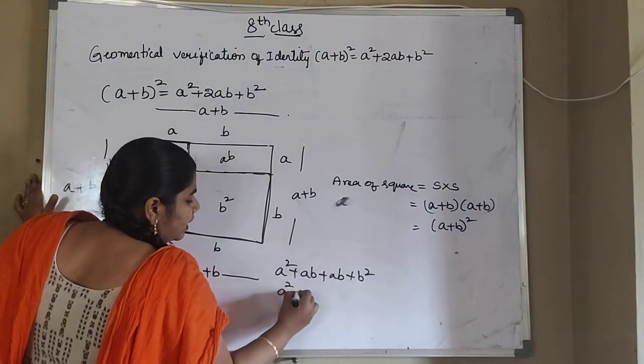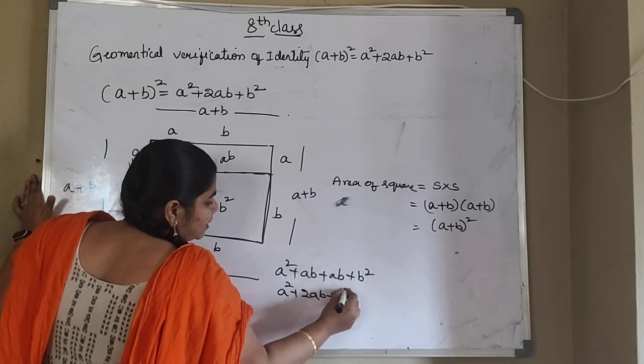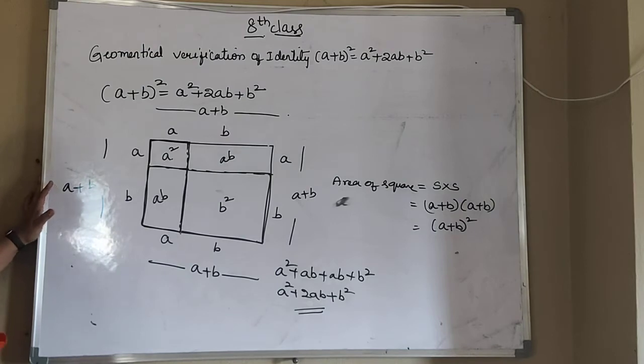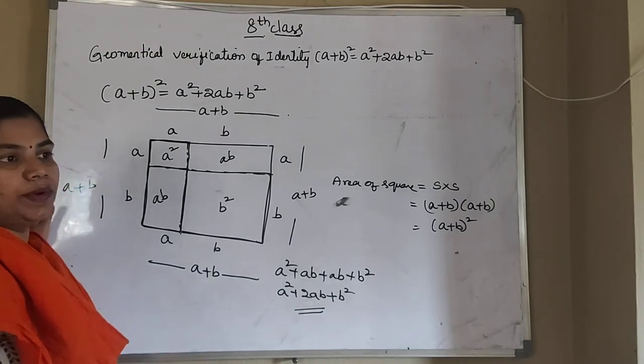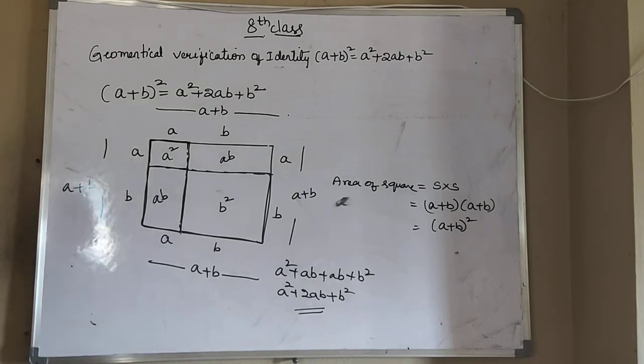So a square plus ab plus ab will be 2ab plus b square. So this is our geometrical verification for the identity (a plus b) whole square is equal to a square plus 2ab plus b square. So this is our geometrical verification.